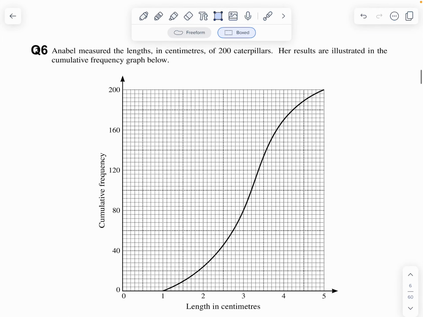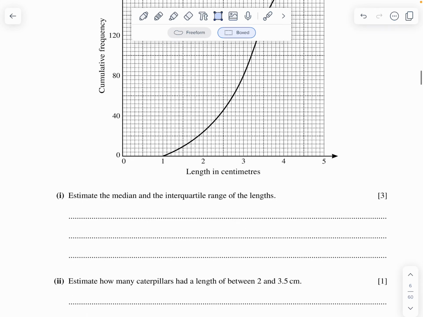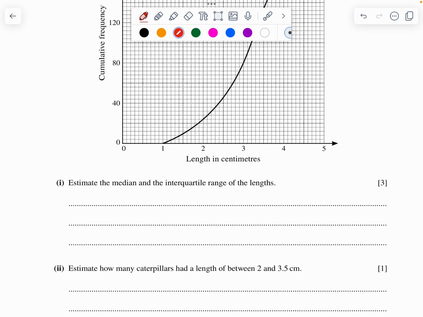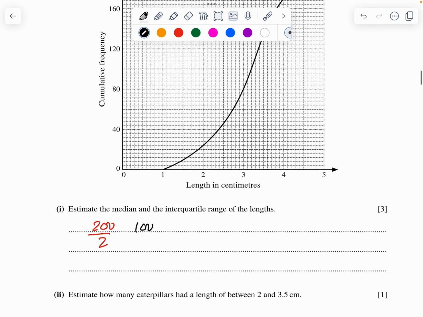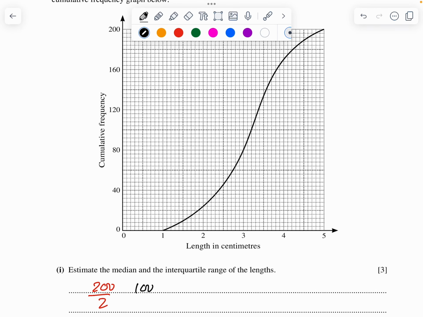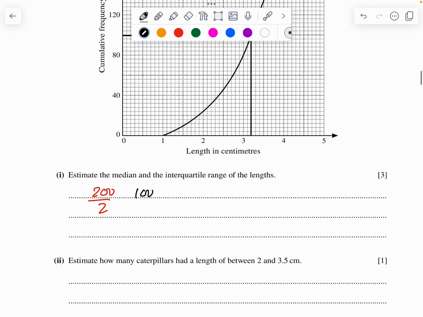Annabelle measured the lengths of 200 caterpillars. Her results are shown. Find the median. 200 divided by 2 is going to be 100. So from 100, I am going to draw the line over here on the graph and drop it down. You can see that it is at 3.2. So the median is going to be 3.2.